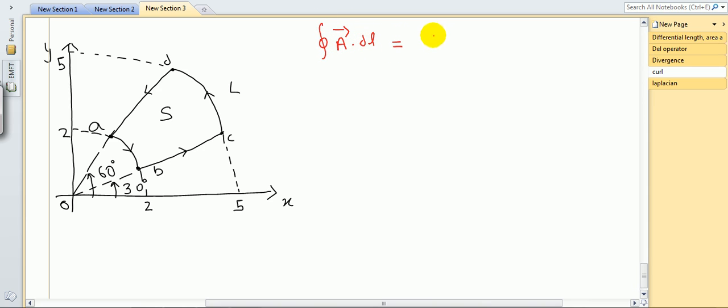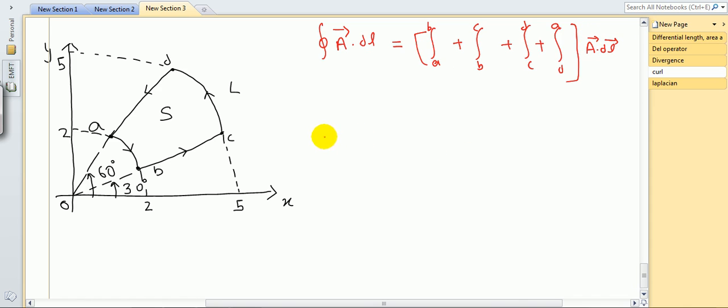It will be something like from A to B plus from B to C plus from C to D plus from D back to A. So this is all I have to find for the A dot dl.